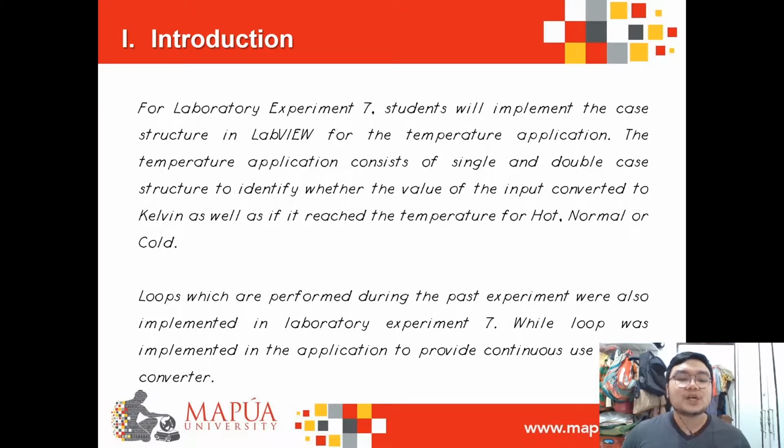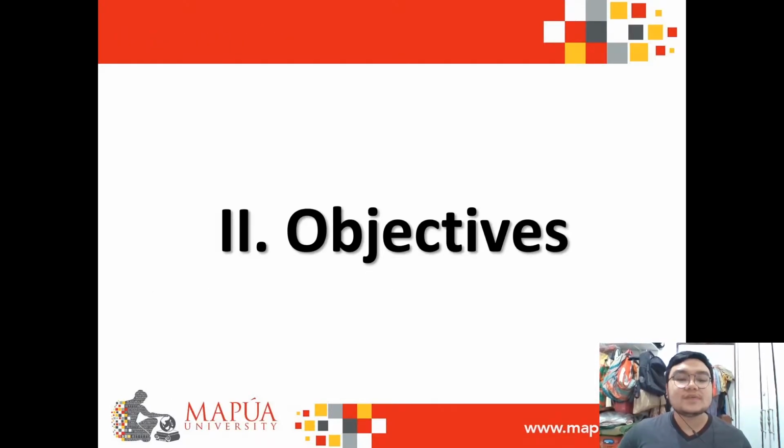Loops which were performed during the past experiments were also implemented in laboratory experiment 7. In particular, a while loop was implemented in the application, which is used to provide continuous use of the converter while running. The next part of the demonstration is the objectives.